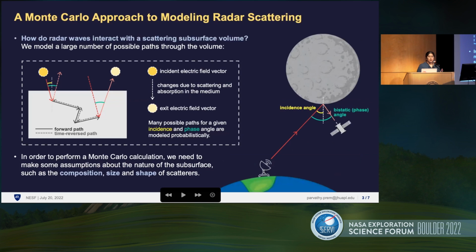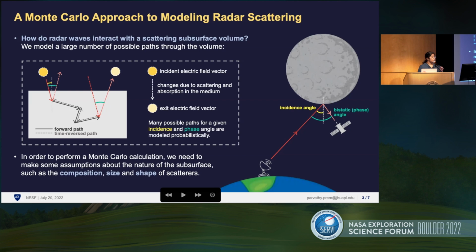There are several ways to answer that question. We take a modeling approach. We can frame the question in physics terms as one of how radar waves interact with a scattering subsurface volume. And we take a Monte Carlo approach to solving that problem. We begin with an incident electric field vector. As the radar wave moves through the medium, the incident electric field vector changes due to scattering and attenuation within the medium. And then the exit electric field vector that comes out is different.